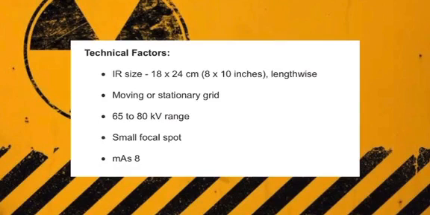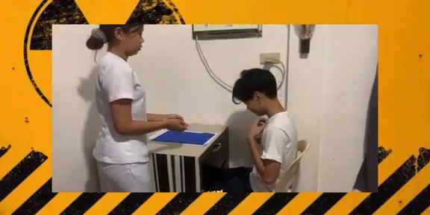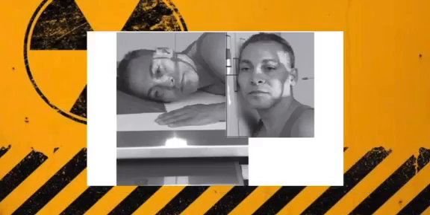The technical factors. The IR size is 18 by 24 cm or 8 by 10 inches lengthwise. Moving or stationary grid. There is a 65 to 80 kV range. Small focal spot and mAs is 8. The patient position. Remove all the metallic or plastic objects from head and neck. The patient is erect or semi-prone, like this.